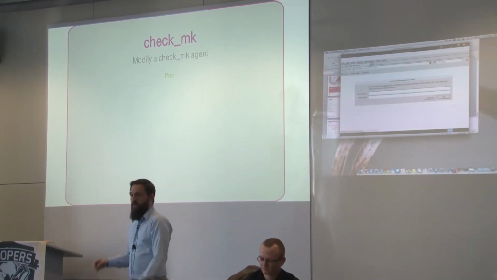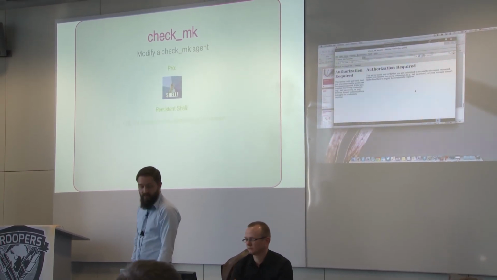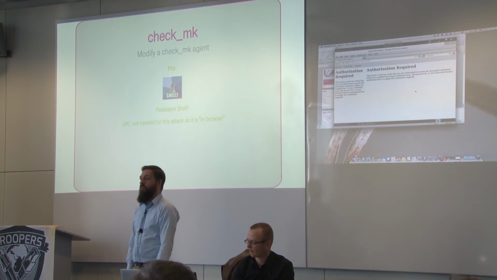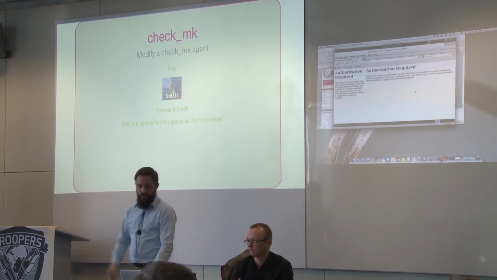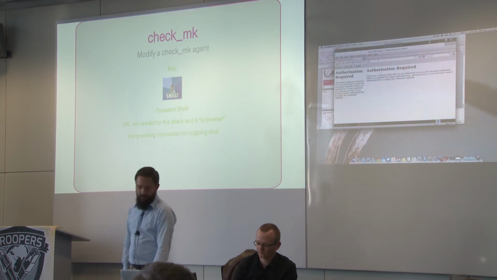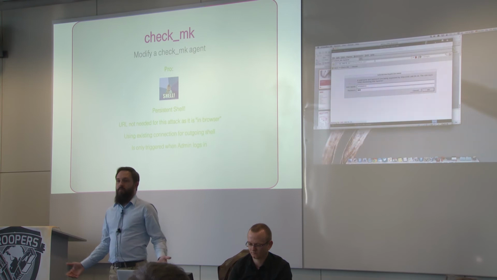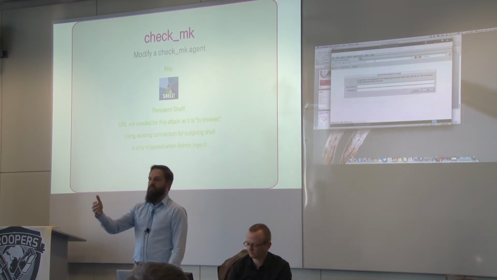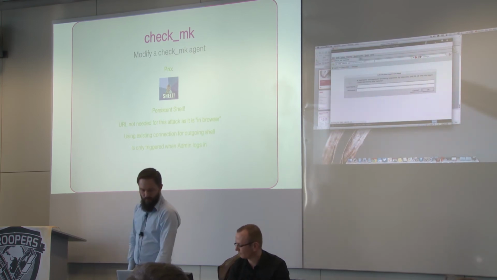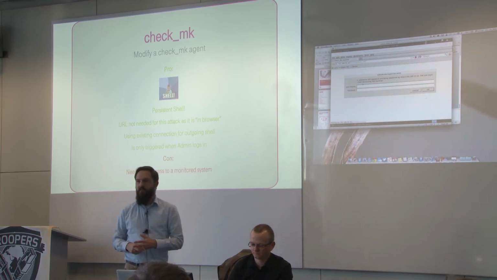So the pro, if it works, is again, we have shell. We have a persistent shell. I don't need to know the URL as it is in the browser. I can use an existing connection for an outgoing shell. It only gets triggered when the admin logs in, apparently, because that's when the agent string is being displayed, right? The con is we need root access on that monitored system. You don't always have that.